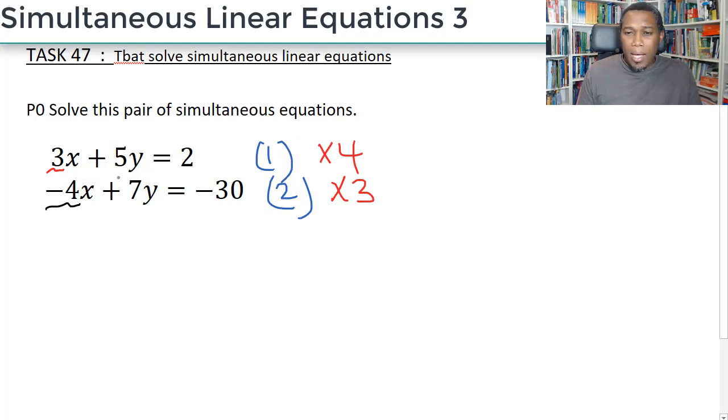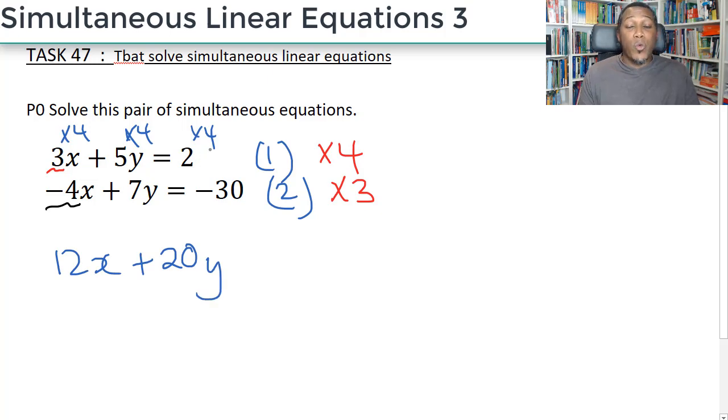I am going to do it now. I'm going to multiply each term by 4, by 4, by 4, by 4. That's equation 1. And I'll get 4 3s are 12x plus 5 4s are 20. That is a multiplication sign. So 20y, and then 4 2s are 8, so equals 8, and I will call that equation 3.